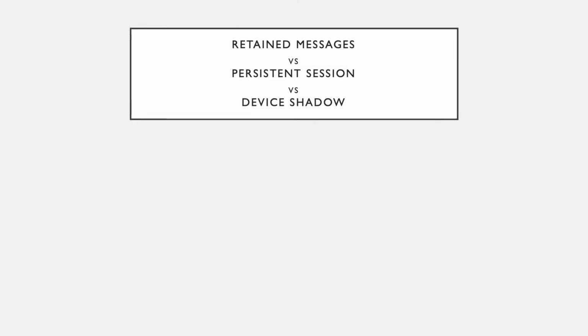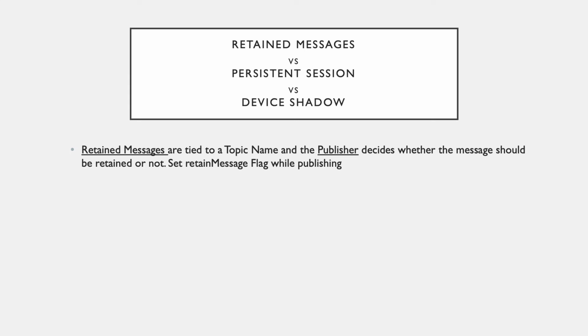Last thing you'd like to consider before implementing retain messages in your application would be how it compares to other features offered by AWS IoT. Those would be persistent sessions and device shadow. There's a really easy way to find differences between all three. So let's take a look at them. Retain messages are tied to topic name, and the publisher decides whether the message should be retained or not. This is done by setting the retain message flag when it publishes a message.